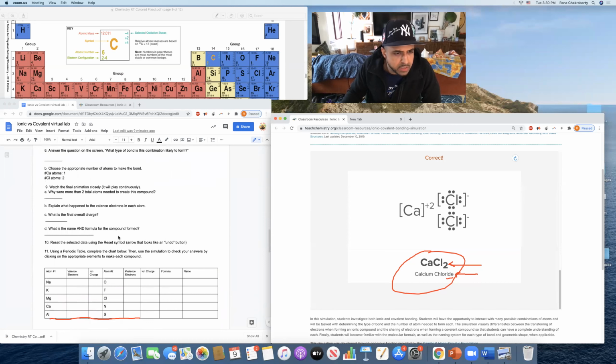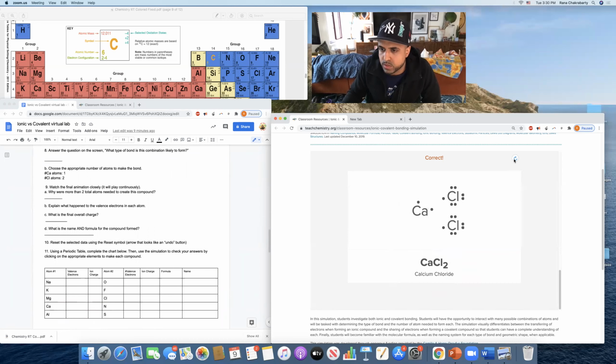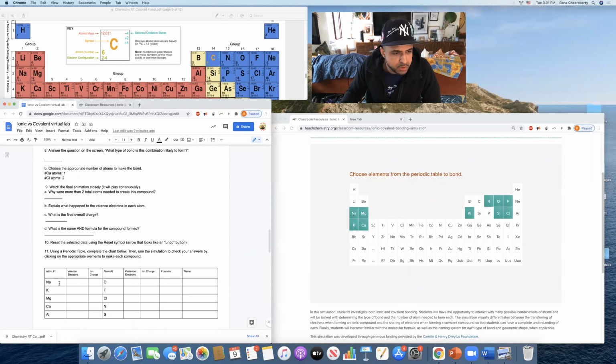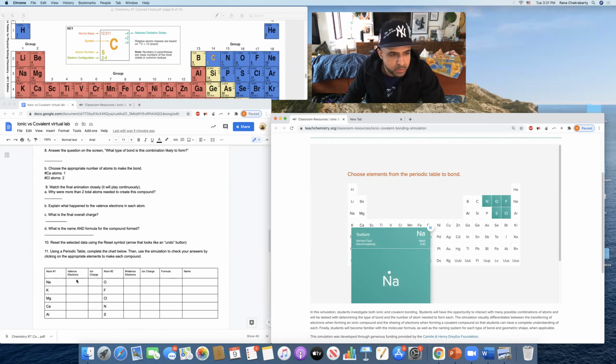Right, so reset the selected data. Now fill this part out below. So let's reset the data. Valence electrons for sodium: you click on these, and sodium has 1 dot. You can look on the reference table too. Sodium's 2-8-1, potassium's 2-8-8-1. But if you can't see that, just click on it. So yes, 1. Magnesium is in group 2.